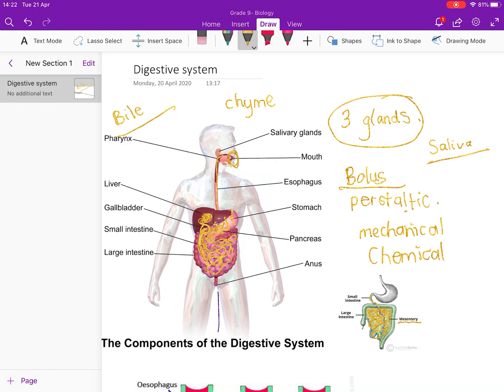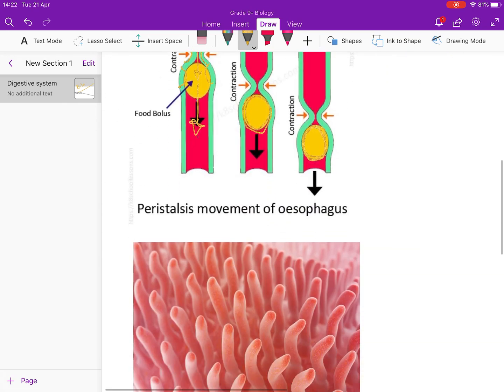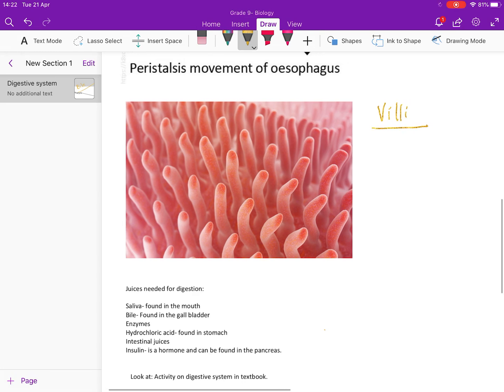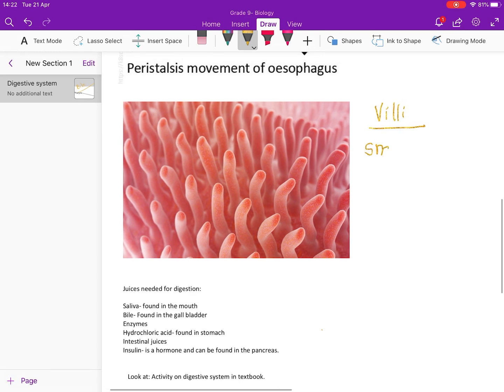So then in this small intestine, guys, there is something called villi. Villi is something that looks like this, and villi can be found in the small intestine. And what villi does, guys, is it maximizes absorption. So it helps with absorption to take place.